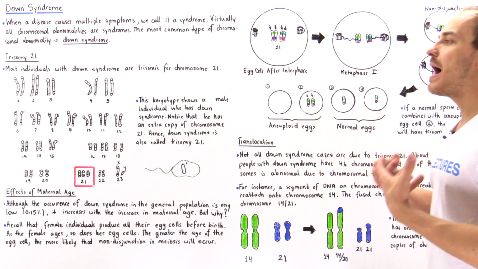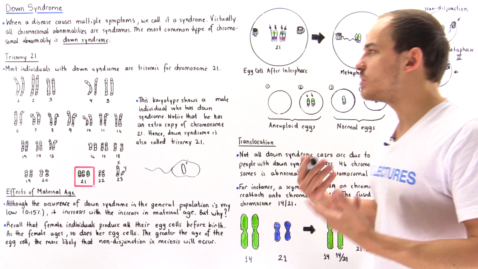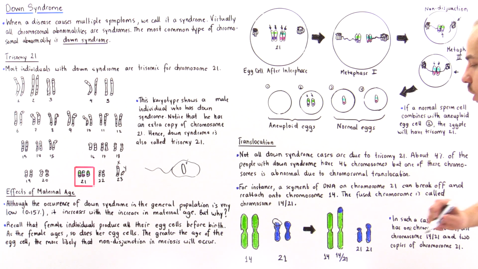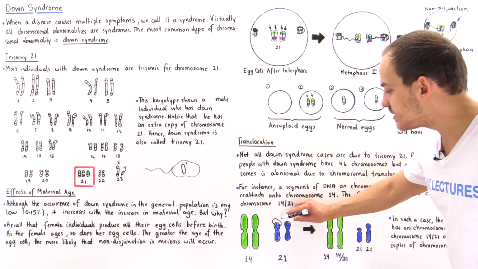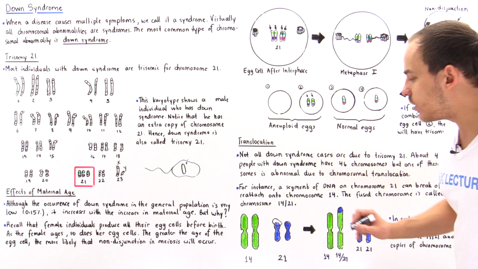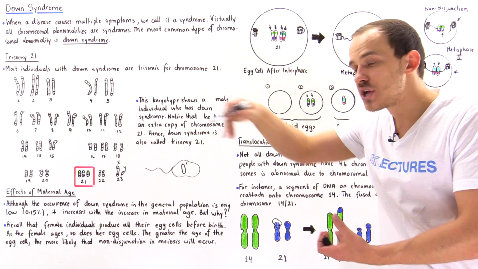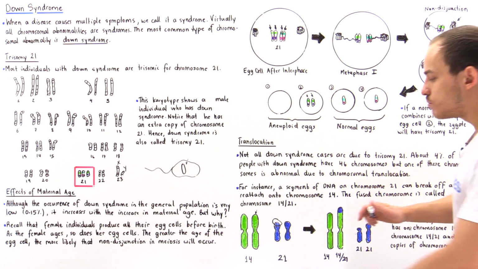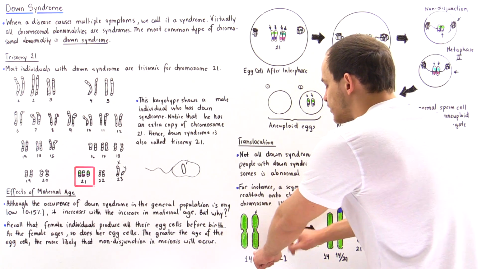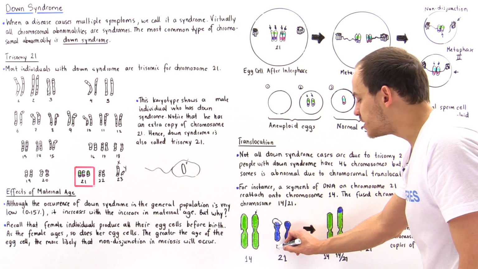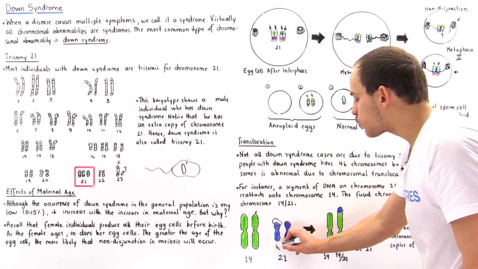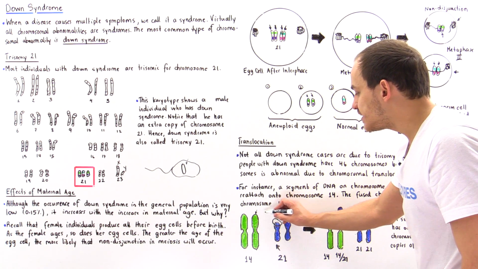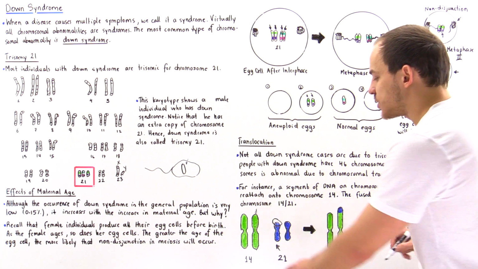Now, what do we mean by chromosomal translocation? What chromosomal translocation means is a segment of one chromosome, in this case a segment of chromosome 21, basically detaches and moves onto this non-homologous chromosome. So remember, these are non-homologous chromosomes with respect to one another. So we have a breakage of a segment of that DNA here, and this basically moves onto this chromosome right over here.